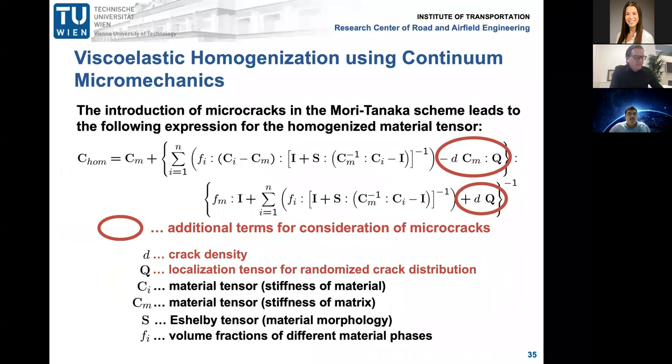Very briefly here, some continuum micromechanics, how we did that. It's published elsewhere, so I will not go into depth. We added to this homogenization tensor, which I already addressed in one of the first slides when I talked about the basics of micromechanics, additional terms for the consideration of these microcracks. So we have the crack density D and a localization tensor for randomized crack distribution, which we introduced, as I mentioned, on the mortar scale.